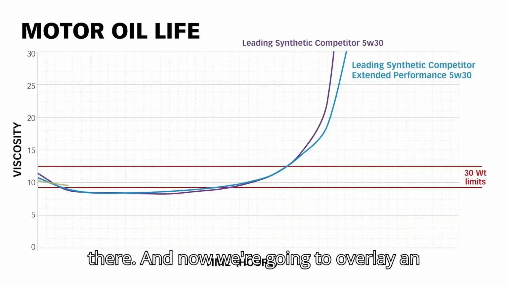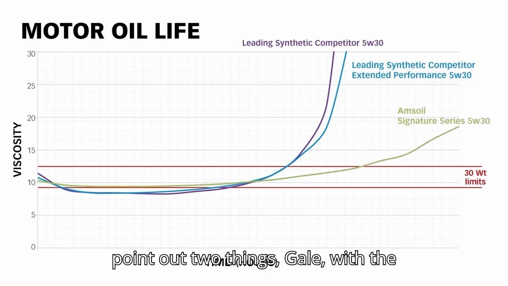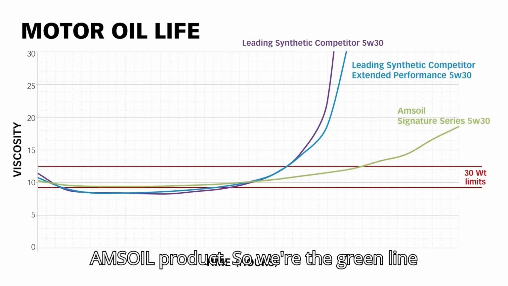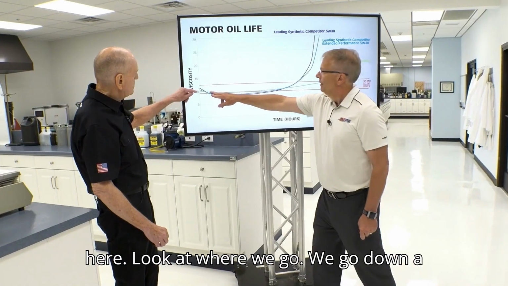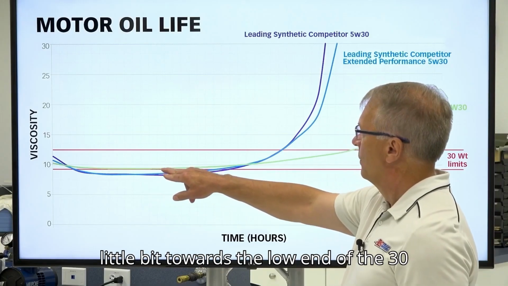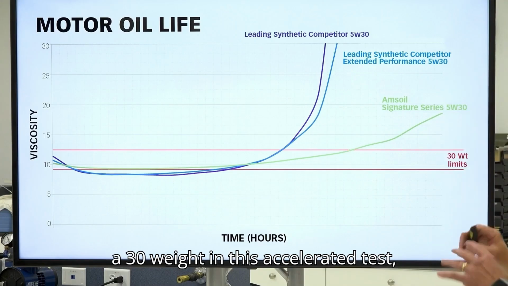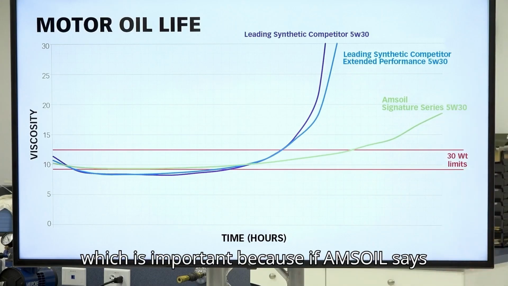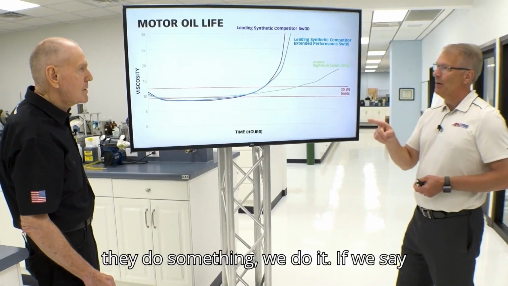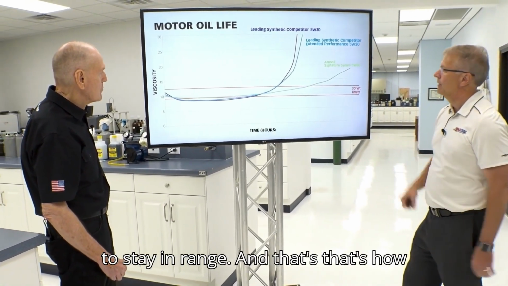Yeah. And now we're going to overlay an AMSOIL product on here. I want to point out two things, Gale, with the AMSOIL product. So we're the green line here. Look at where we go. We go down a little bit towards the low end of the 30 weight range, but we stay in grade for a 30 weight in this accelerated test, which is important because if AMSOIL says they do something, we do it. If we say it's going to stay in range, it's going to stay in range.